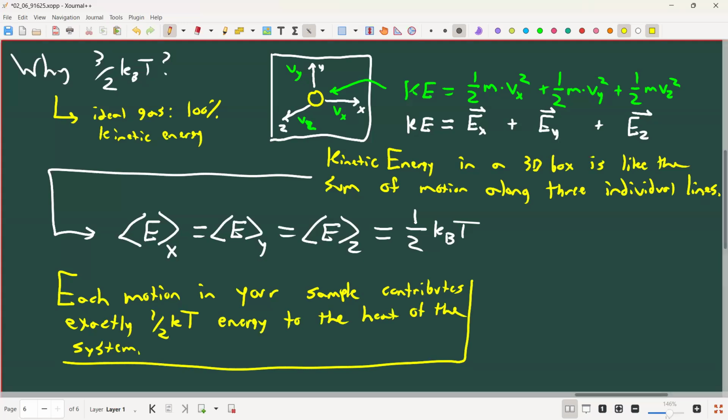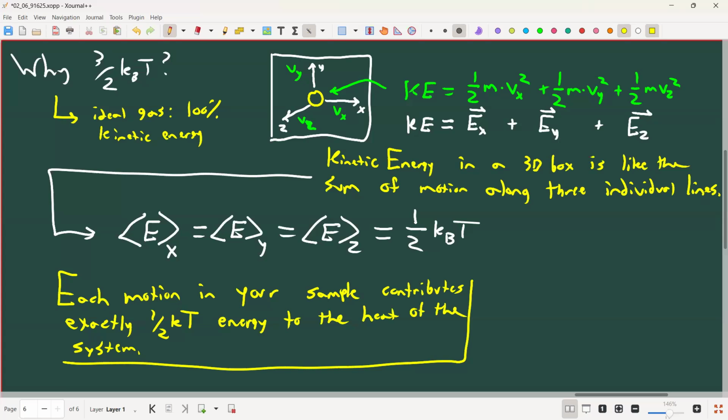Right? And now maybe you understand why it's 3/2. The total energy of the box, which is moving along all three directions, is the sum of these three. You move along x, y, and z. So you have 1/2 plus 1/2 plus 1/2, which is 3/2. So you have 3/2 kT.